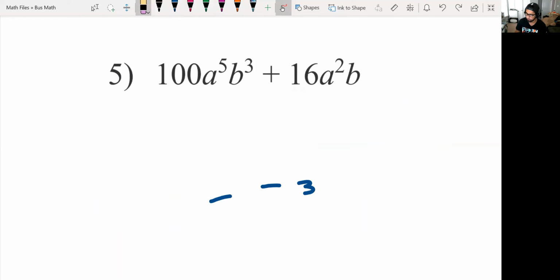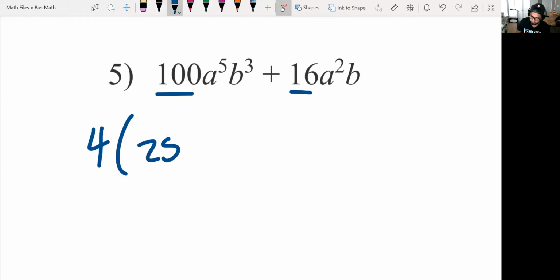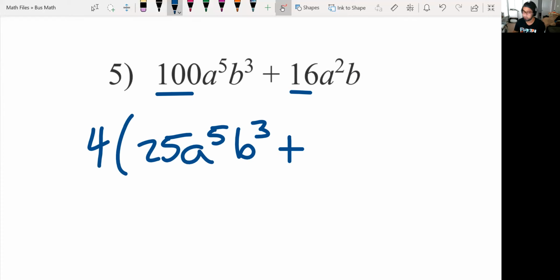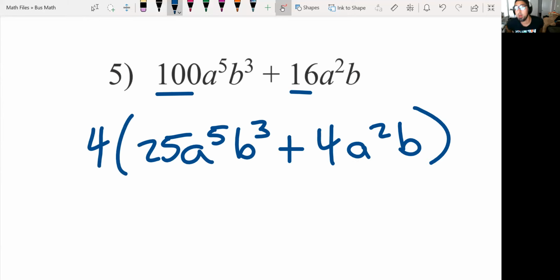So try to go big, right? Think greatest. So out of 100 and 16, we take a 4 out, and I get 25, because 4 from 100 is 25. A to the 5th b cubed plus 4 from 16 gives me 4a squared b. Okay, done with the numbers, right? Nothing can happen here with 25 and 4.